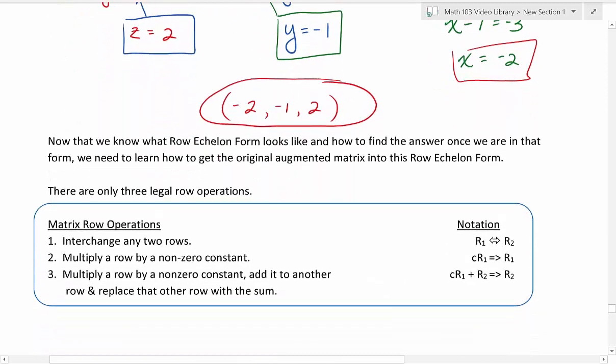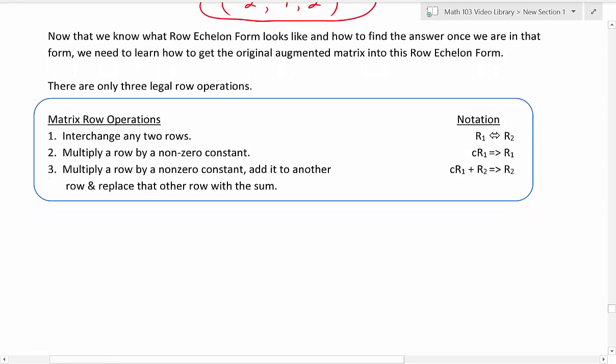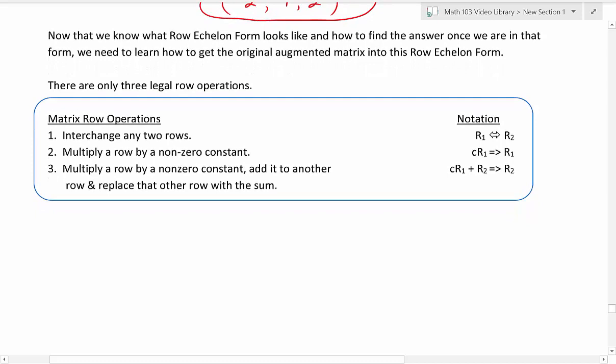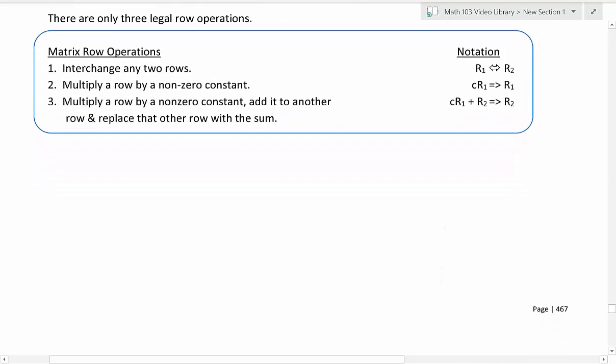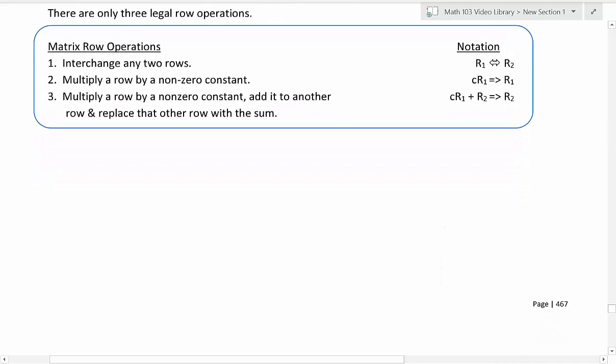Now that we know what row echelon form looks like and how to find the answer once we're in that form, we need to learn how to get our original augmented matrix into this row echelon form. There are only 3 legal row operations that we can perform on an augmented matrix. The first legal row operation is to simply interchange 2 rows. And I'm going to tie these row operations to what we do when we're solving systems of equations using the addition method so you can see where they're coming from.